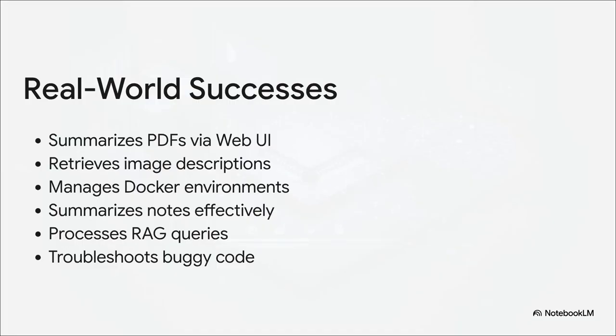Once you have it hooked up, the list of real-world successes is just genuinely impressive. It handles PDF summaries straight through the web UI without breaking a sweat. You can toss it images and ask for descriptions, and honestly, aside from it failing to recognize one really obscure app called Cage, it succeeds every time. Because we hooked it to the Docker socket, it can pull new images and check your environments.